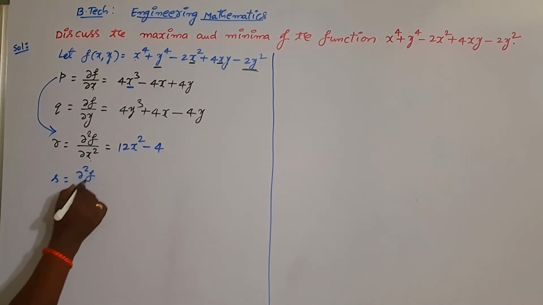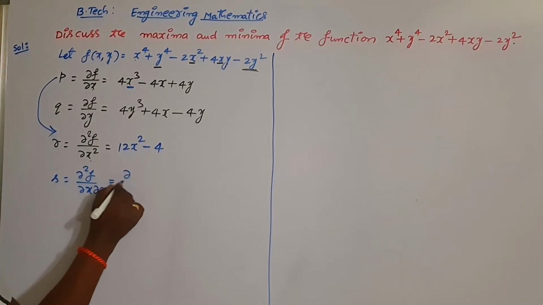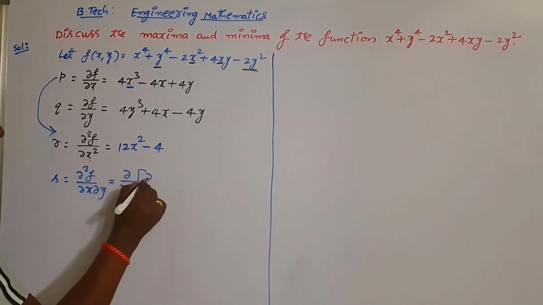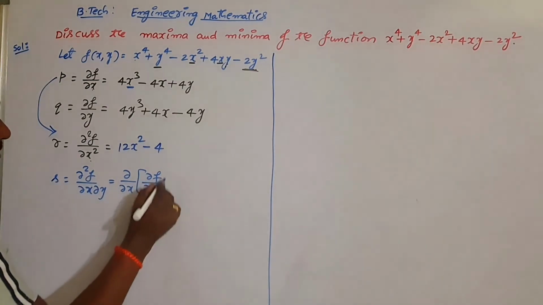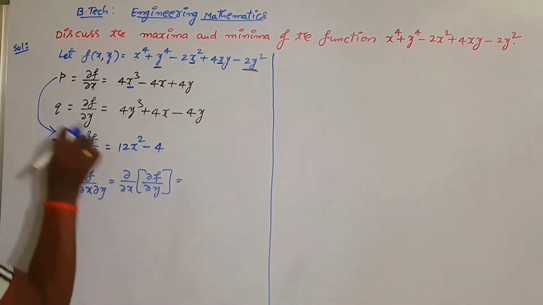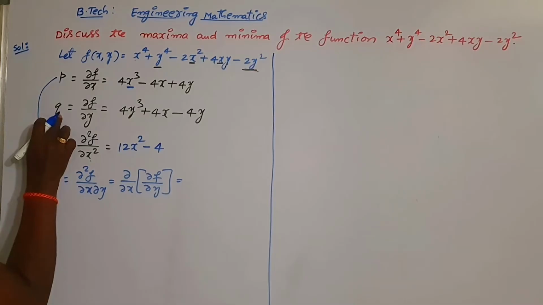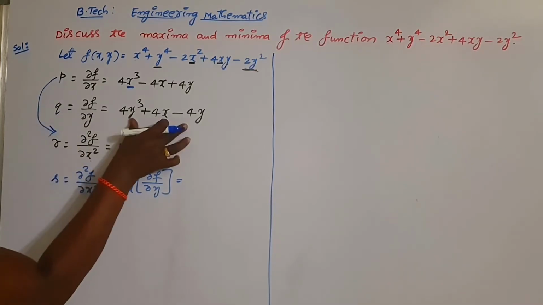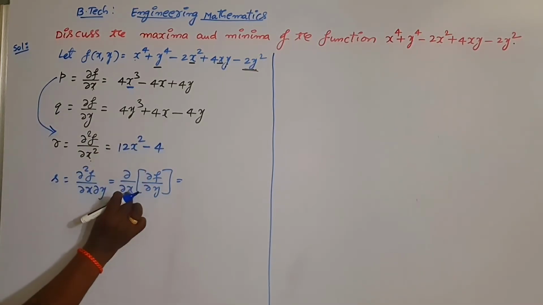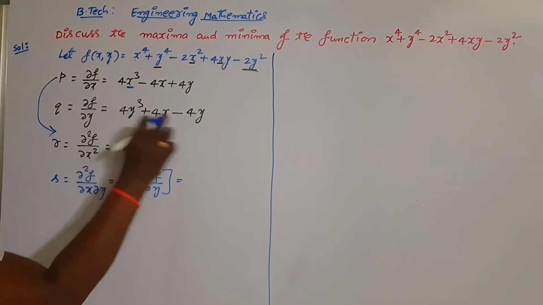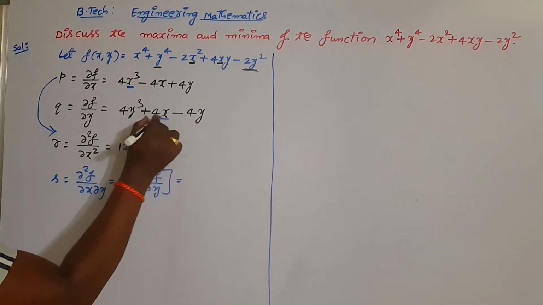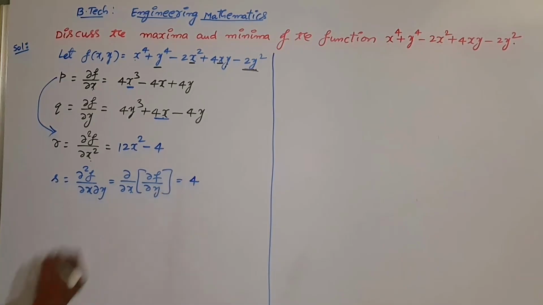Now what is s? Dou square f by dou x dou y. It means dou by dou x of dou f by dou y. So where is dou f by dou y? Here. q is nothing but dou f by dou y. For this function q, you should take the partial derivative with respect to x. So this would be 0, this would be 0. The derivative of 4x with respect to x is only 4.